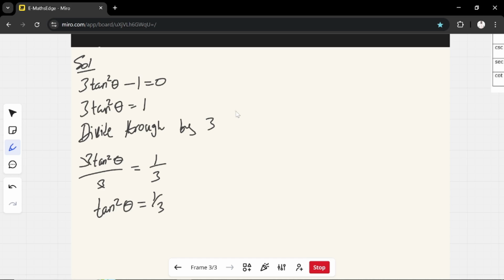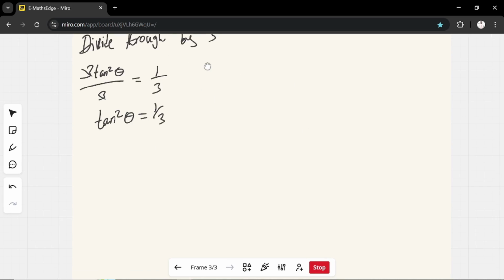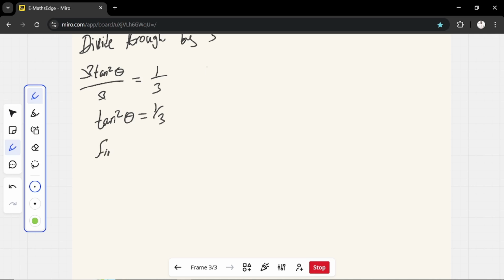Remember, the goal is to make tan theta the subject and not tan squared theta. So what we are going to do further is to find the square roots of both sides. The essence of finding the square root of both sides is for us to do away with the square on this tan squared theta.